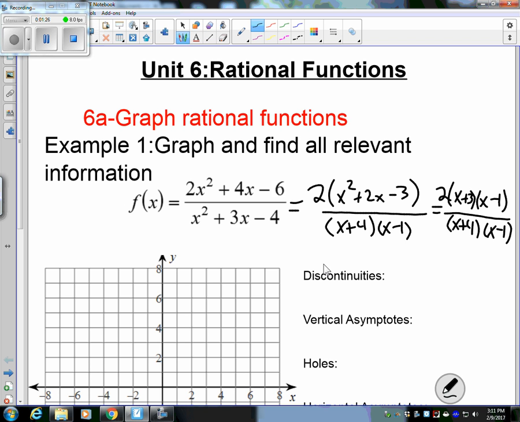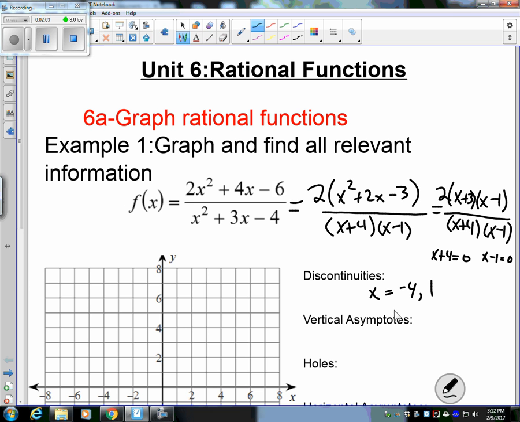The discontinuities, this is what will make the denominator 0. So discontinuities, what makes the denominator 0? So x plus 4, that factor, what will make it 0? That's negative 4. So x equals negative 4 is a discontinuity, because you cannot divide by a 0 in math. So what can make the second factor equal to 0? x minus 1. What makes that equal to 0? That's when x equals 1. So negative 4 and 1 are my discontinuities.